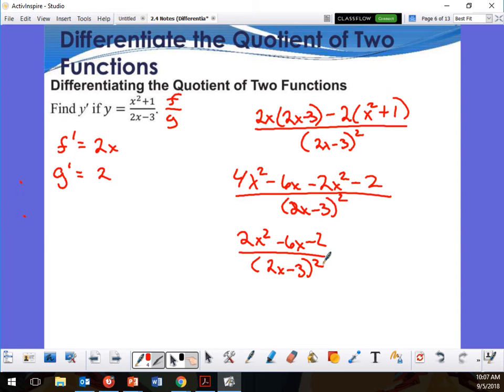So this is my, what's the notation they use here? Y prime here. Okay?